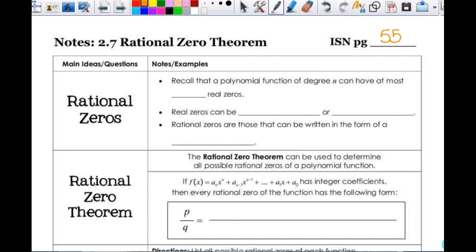It says recall that a polynomial function of degree n can have at most blank real zeros. So if I have a polynomial of degree n, what's the most real zeros it can have? N. Very good. So real zeros, meaning not the complex ones, can be rational or irrational. So what's the difference between a rational and an irrational number? Or can you give me examples of either one of them?